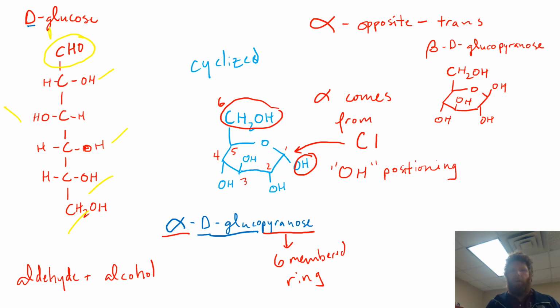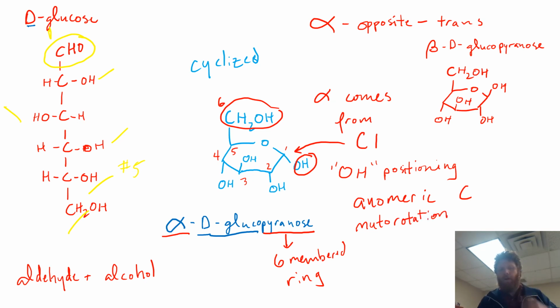The question is, what alcohols contribute to the formation of this ring? Carbon number 1, that aldehyde group, reacts with the alcohol on carbon number 5. We're going to get into that a little more on Monday, but I wanted to leave you with this. I want you to think about this term for this carbon: the anomeric carbon. The alpha versus beta designation freely interconverts, and that is a phenomenon known as mutarotation.